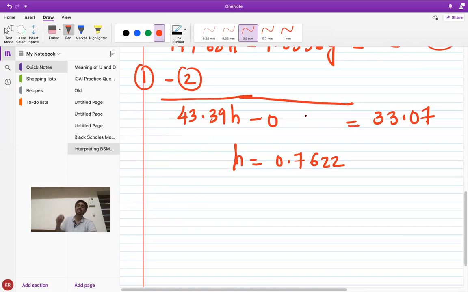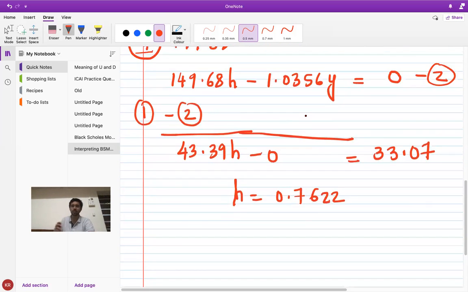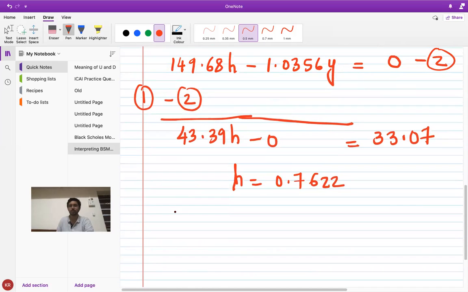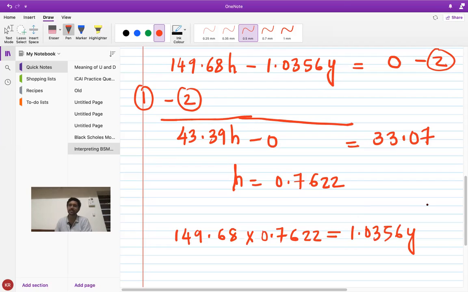So basically, h over here referred to the number of shares, right? I am buying 0.7622 shares, which is less than 1. Then I can substitute 0.7622 in equation 2 to arrive at the value of y, which I'm doing. So it is 149.68 into 0.7622, and when we take this part onto the right side, it will basically become plus 1.0356y, because the RHS is 0.